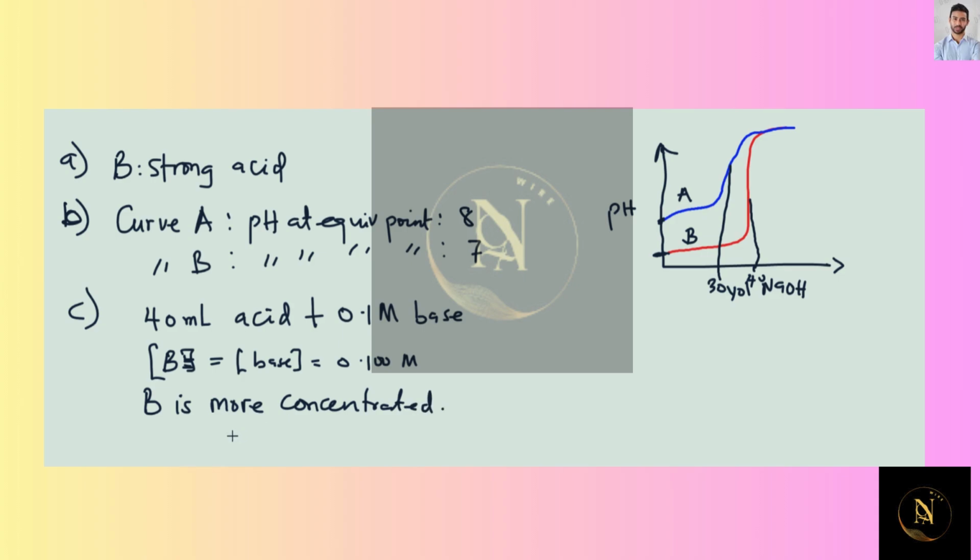And then they said we should estimate the pKa of the weak acid. So the weak acid is A, and the pKa would be around 8, because at equivalence points, pH is equal to pKa. So the equivalence point is around 8. That means the pKa is almost equal to 8.